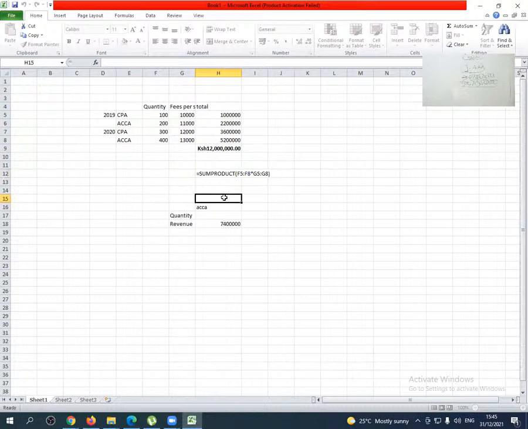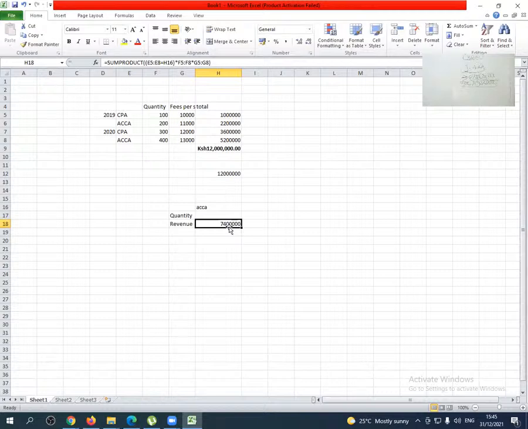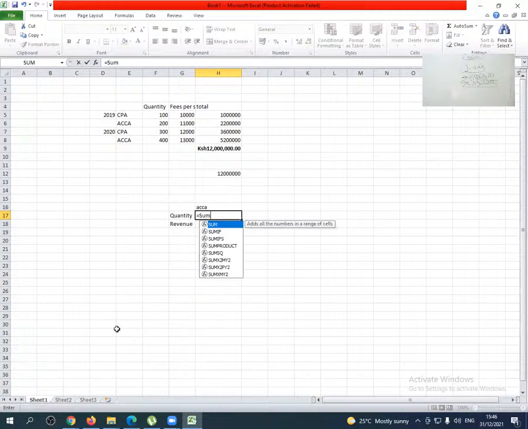Ladies and gentlemen, the most important thing will be for us to come and appreciate, assuming that somebody was to give you this kind of data, and then he needs you to come and, for example, get the ACCA number of students that we have. This is quite easy. You can add directly. But what if there were like 100 rows? So what you need to do is to come and say equals. When you say equals, there say some product. So some product, I can see it is there, I'll tab.